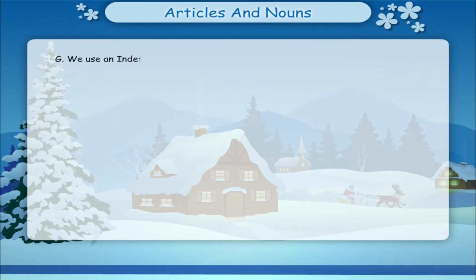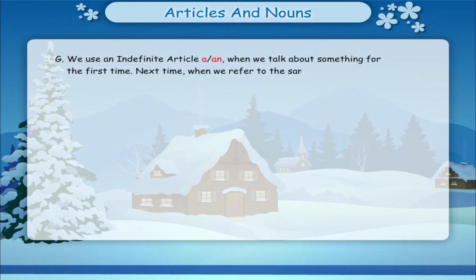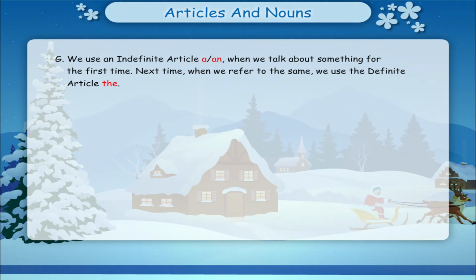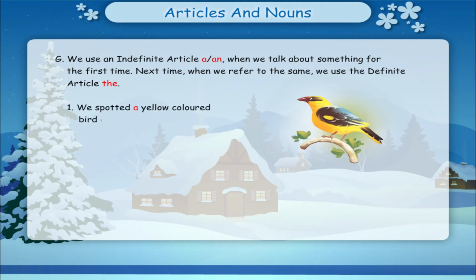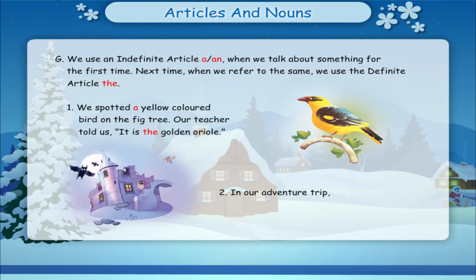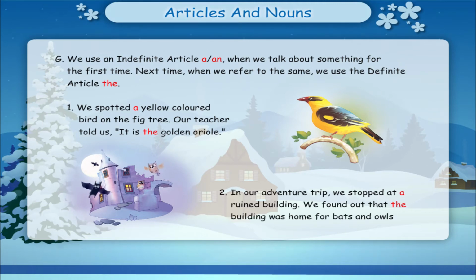We use an indefinite article, a or an, when we talk about something for the first time. Next time, when we refer to the same, we use the definite article, the. We spotted a yellow-colored bird on the fig tree. Our teacher told us, it is the golden oriole. In our adventure trip, we stopped at a ruined building. We found out that the building was home for bats and owls.